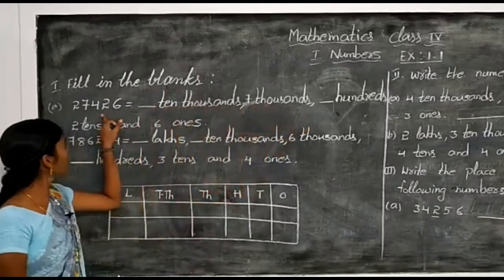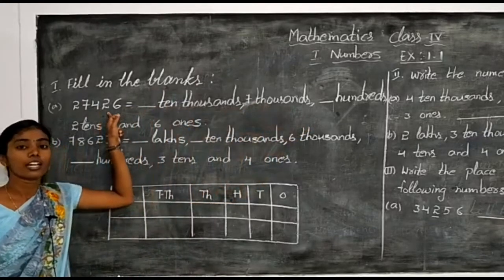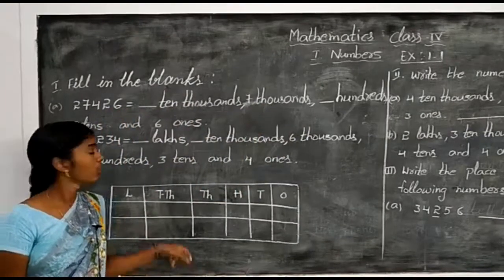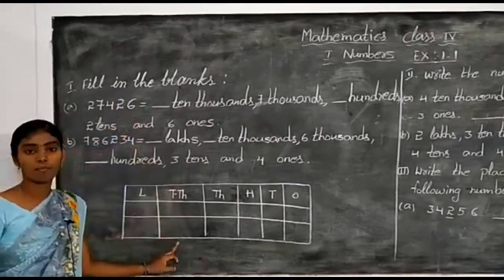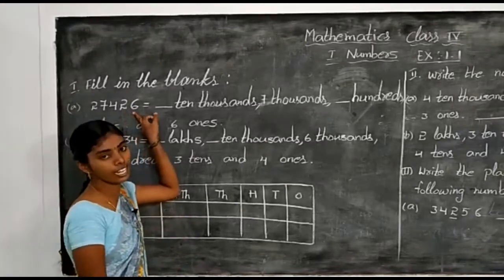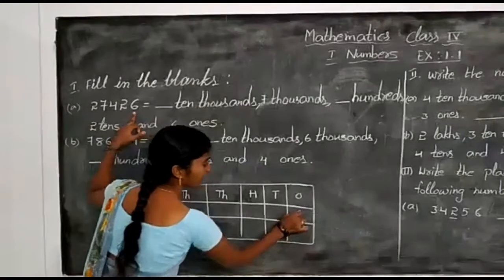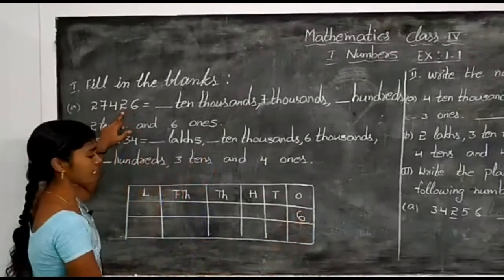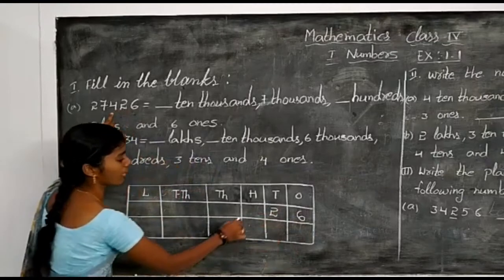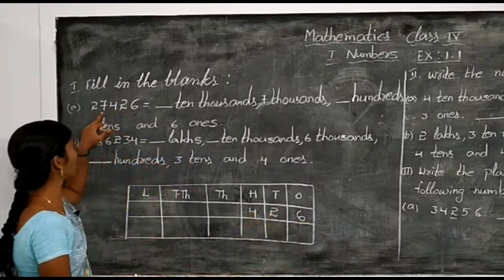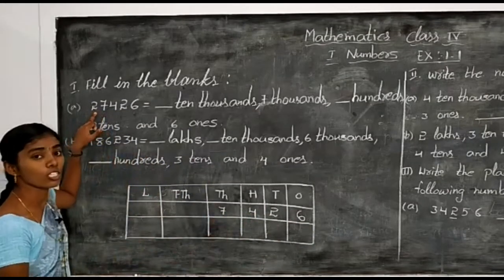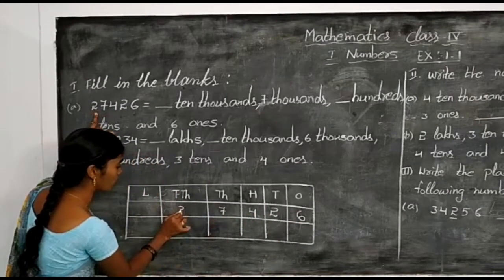What is the number here? First you have to write the number in the place value chart. You have to adjust this number in the place value chart. Now can you tell me, in the ones place, which digit is there? In the ones place it is 6, in the tens place 2, in the hundreds place 4, in the thousands place 7, and in the 10,000s place it is 2.